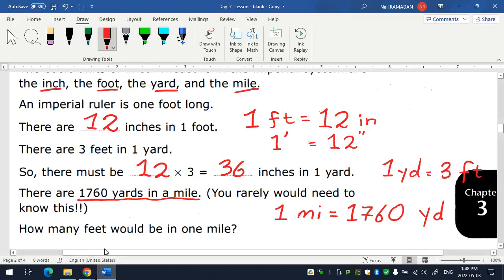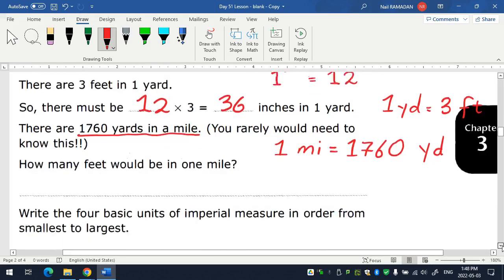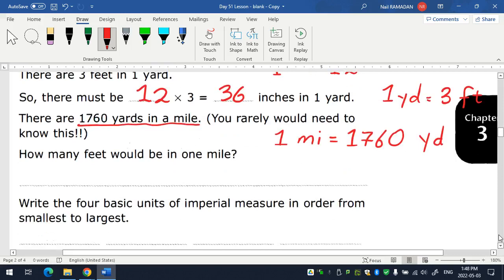Okay. Can someone tell me how many feet will be in 1 mile? Let's think. Come on, people. Everyone, pencils down. Hold on. A mile. Everyone, a mile is how many yards? 1,760. We agree with that, right?